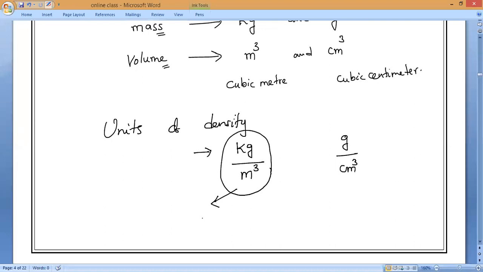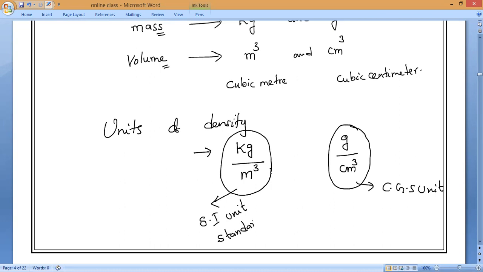We used to call this the SI unit. What is that? Everyone? SI unit. And this one we used to call as the CGS unit. What do you mean by SI unit? Anybody? Standard International Unit. CGS means centimeter, gram, second unit.